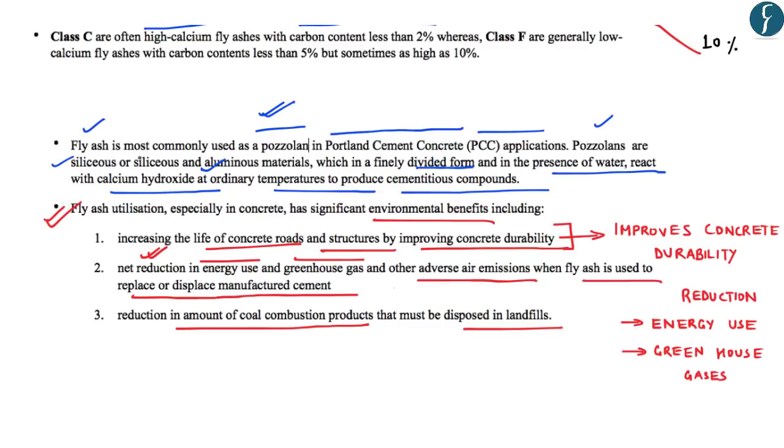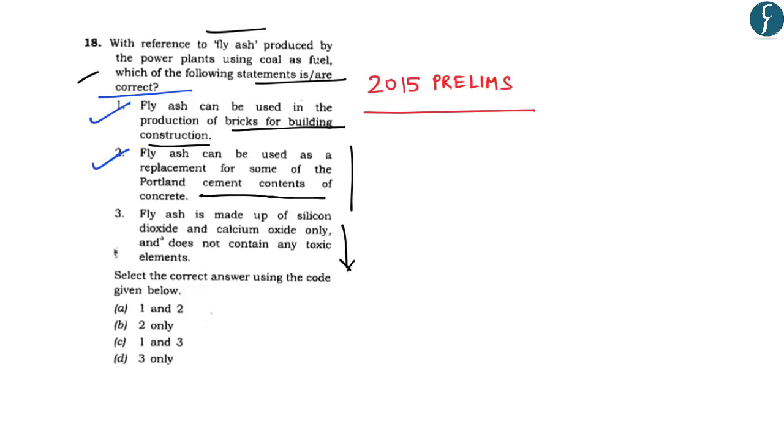As you can see here, fly ash is most commonly used as a pozzolan in Portland cement concrete applications. Third, fly ash is made up of silicon dioxide and calcium oxide only and does not contain any toxic elements. No, this statement is incorrect. So in this, the correct answer was A, that is 1 and 2.